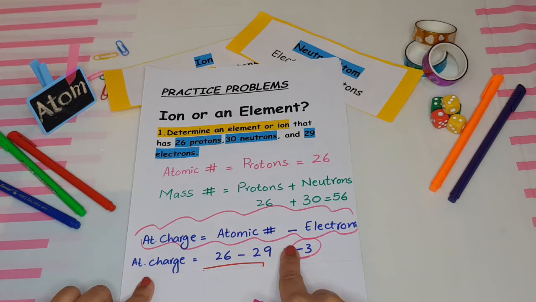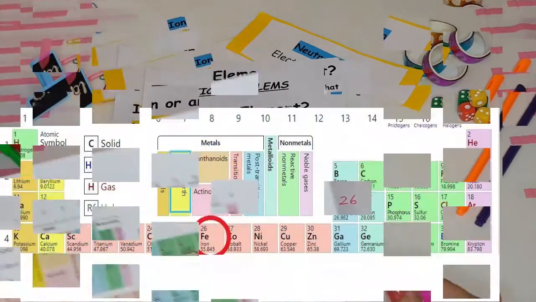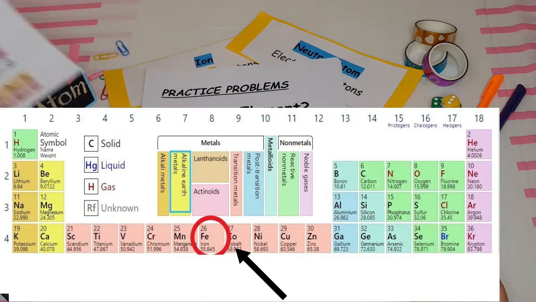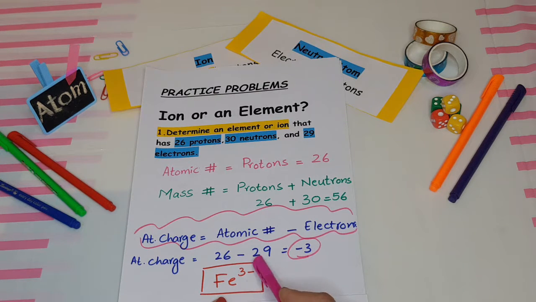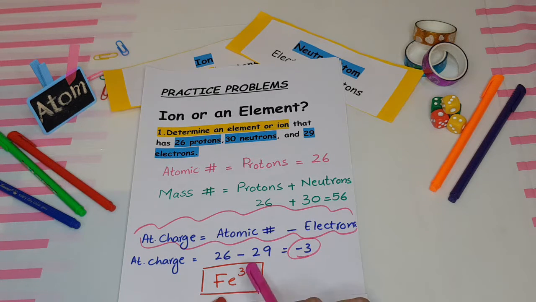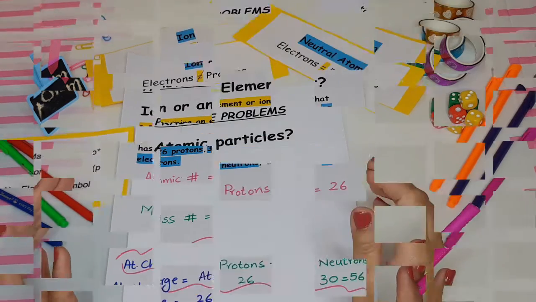To figure out which element we are talking about, we have to look at the periodic table. The element with atomic number 26 is Fe, which is iron. Writing the symbol of our element, we give it a charge of -3. It means electrons were added to the atom, since we know electrons are negatively charged.